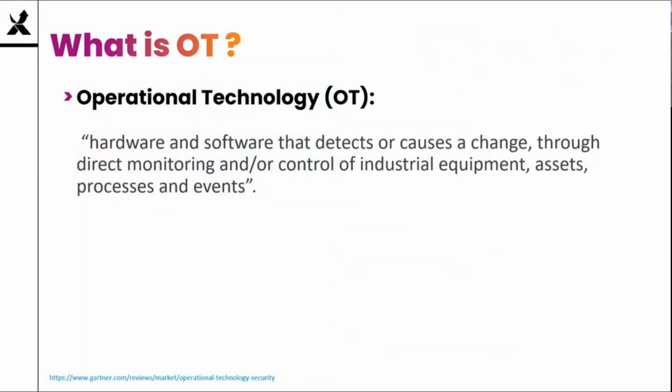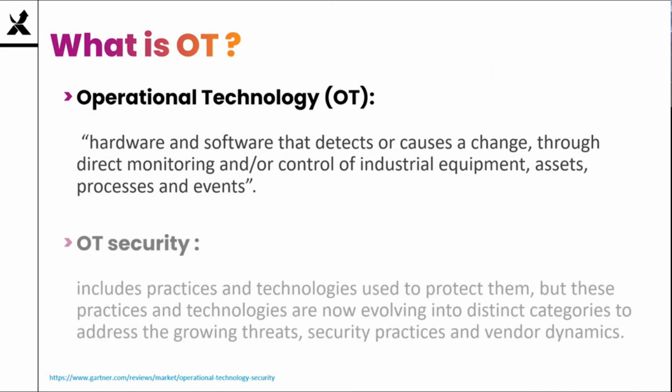To explain what OT and OT security is, I would like to present to you the Gartner definition. Operational technology is hardware and software that detects or causes a change through direct monitoring and/or control of industrial equipment, assets, processes, and events. This definition was created by Gartner in 2006 and was at that point in time mainly used to describe the sensors and automated mechanisms in electrical power grids. So a relatively new term, but of course not a new concept. Industrial networks have been around for years.